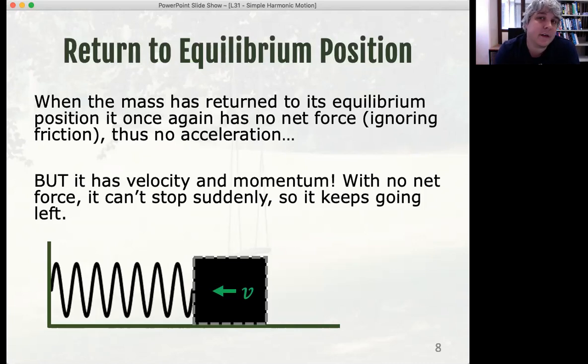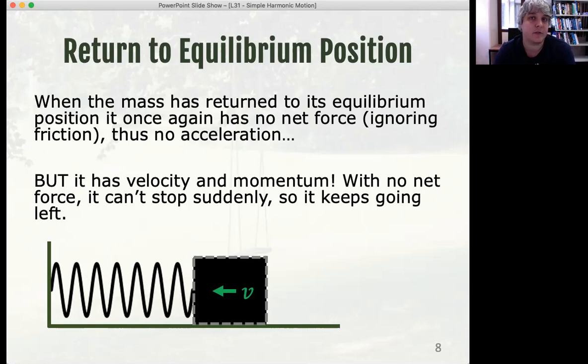When it gets back to that equilibrium position, it now has no acceleration. There's no net force. Remember, that's why we call it the equilibrium position, because there's no net force. So at that instant, when the block is back in that perfect equilibrium position, there's no net force. No net force means no acceleration. But the block already has velocity and therefore momentum. Without any net force and without any acceleration, there's no way for that block to stop. So it has to keep going. So the mass keeps moving to the left.